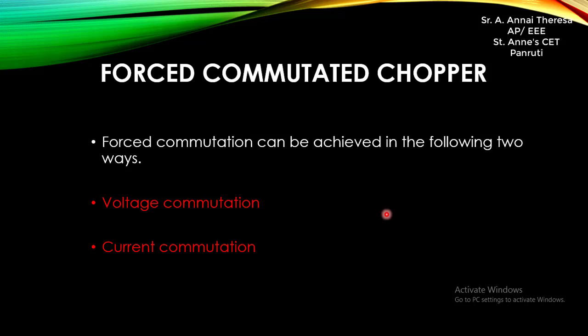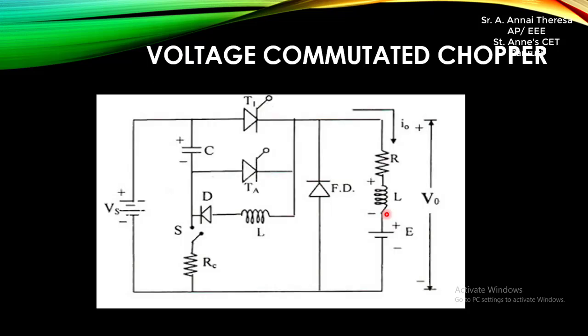First, the voltage commutated chopper. This is the circuit diagram of the voltage commutated chopper. Here the commutating circuit is provided to commutate the SCRs. We can see the operation in 4 modes. Before going into the operation, we can see the device components available in this circuit.